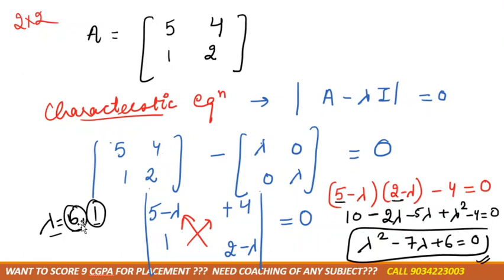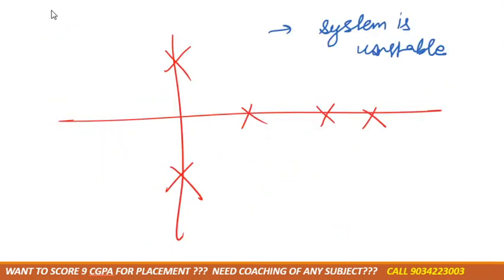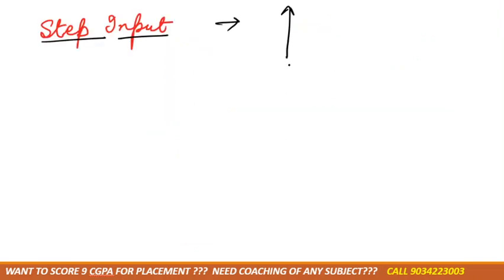In this case, you will get a positive value. A positive value will lie on the right half of the plane. So in this case, the system is unstable. Understood?